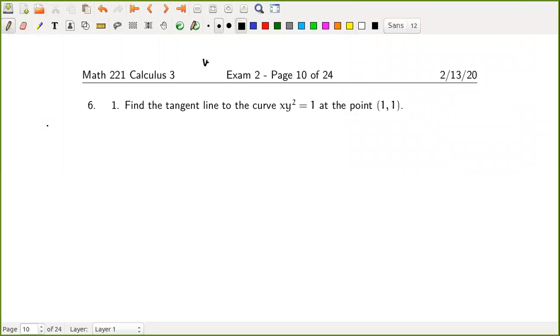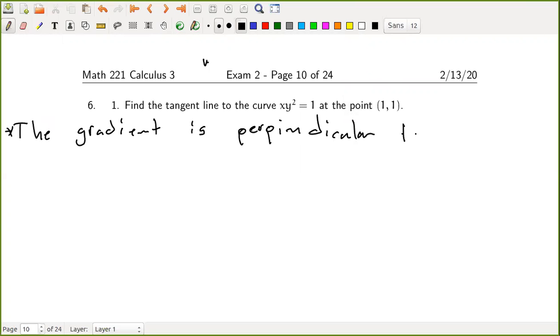Okay, so now I want to find the tangent line to this curve. And the key is going to be the following. The gradient, one of the things we talked about, the gradient is perpendicular to level curves.